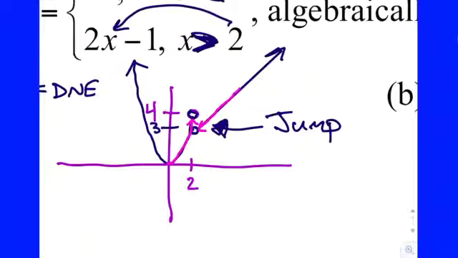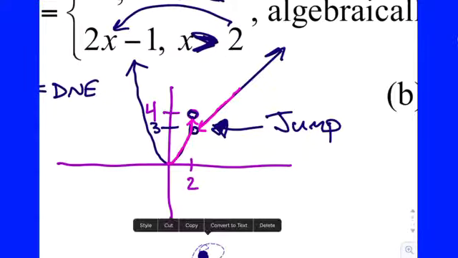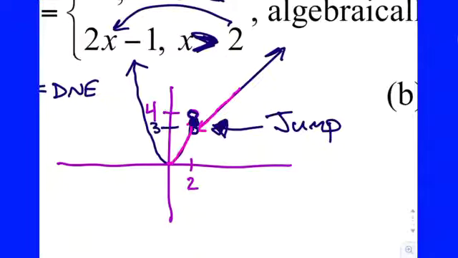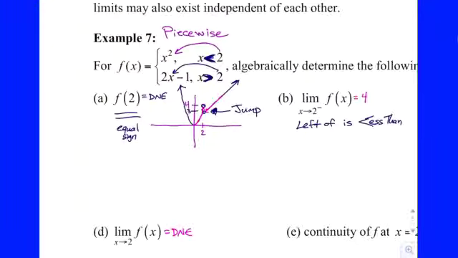Non-removable. And here's why. The function's not defined there, but let's say we did redefine it. If I gave you a manhole cover, can you put that manhole cover down anywhere at 2 and make that continuous again? No, you put it at the top, that doesn't work. Put it at the bottom, it doesn't work. Put it down here, you're way off. Put it in the middle, no, it still doesn't work. Okay? So it's non-removable. You can't fix a jump and make it continuous. The only discontinuity you can fix is the removable point, or the hole.